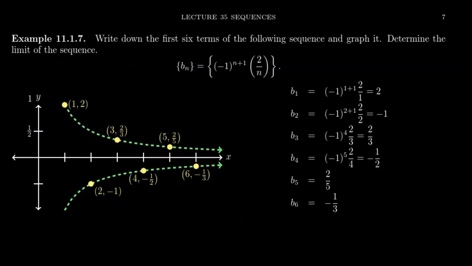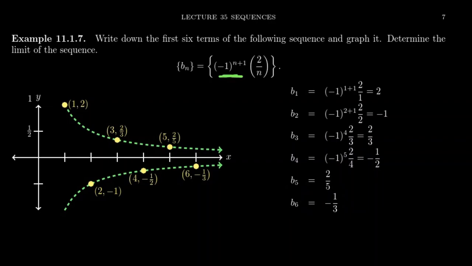Let's take the sequence b sub n equals negative 1 to the n plus 1, times 2 over n. This is an example of an alternating sequence, because notice as you look at terms in the sequence, b1 is going to be a positive 2, b2 is going to be a negative 1, b3 is a positive 2 thirds, and b4 is going to be a negative 1 half, b5 will be a positive 2 fifths, and b6 will be a negative 1 third, right?